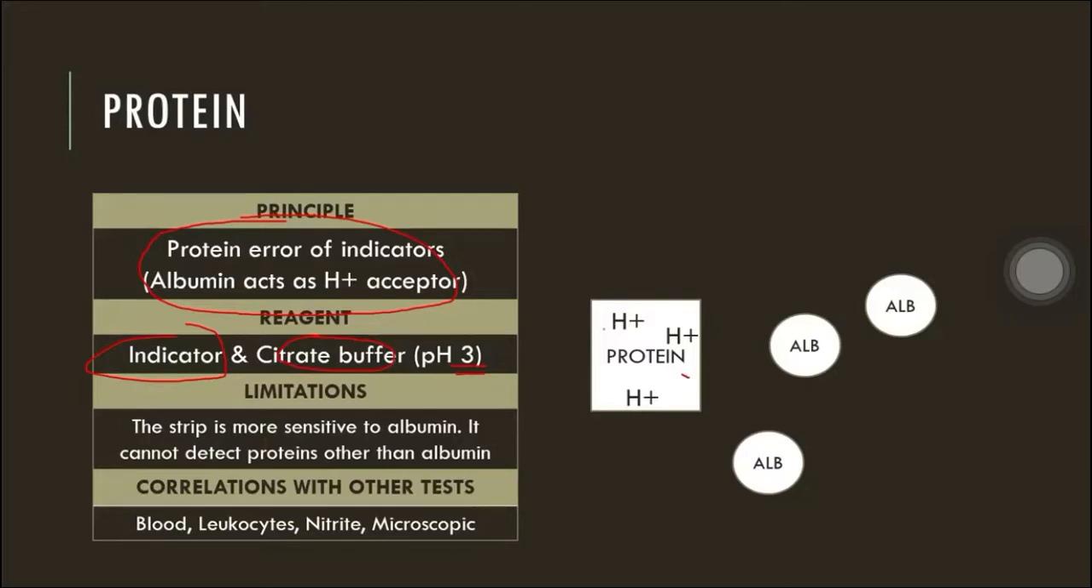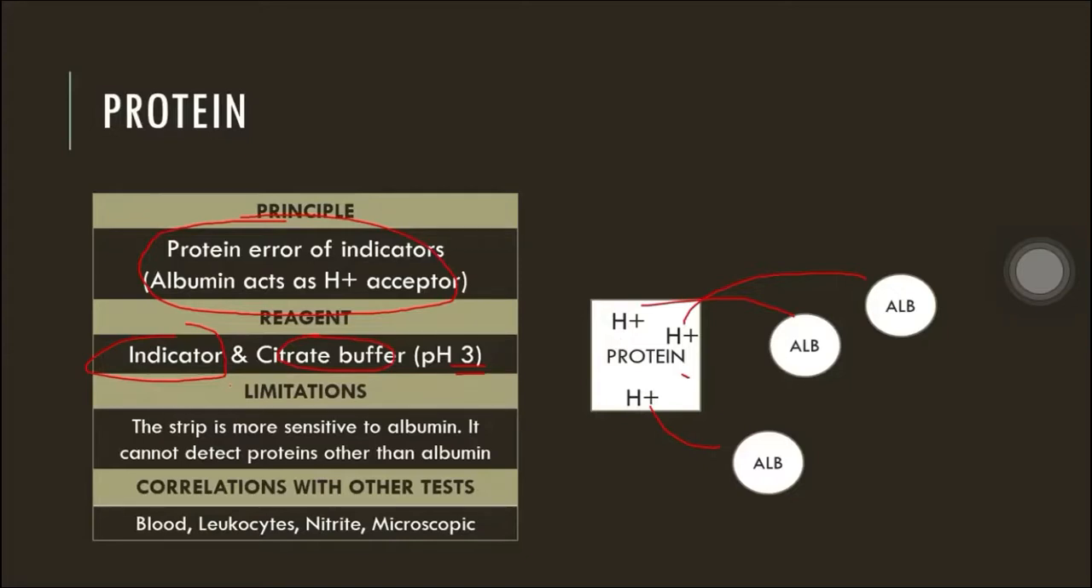Okay, so ano yung protein error indicator? So albumin here, present sa urine sample, acts as an acceptor of the hydrogen ion present in the protein pad. So si H ion from protein pad pupunta siya sa albumin. Okay, so ano mangyayari dun sa protein reagent pad? Mawawala yung H ion. Okay, so from being acidic, okay, environment ng protein pad, magiging alkaline. Okay, so yung positive result dito for protein, yung basically pagiging alkaline, okay, yung environment ng protein.